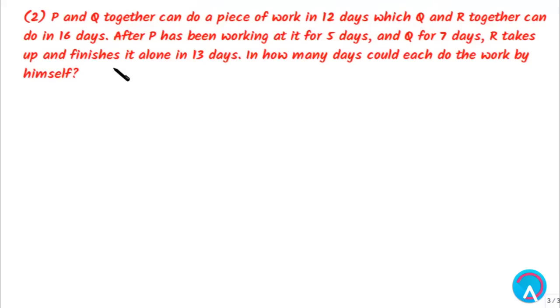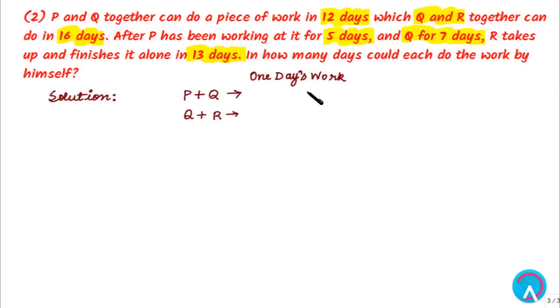Let's do one more example. P and Q together can do a piece of work in 12 days, which Q and R together can do in 16 days. After P has been working at it for 5 days and Q for 7 days, R takes up and finishes it alone in 13 days. In how many days could each do the work by himself? So we have to find in how many days, if they work separately, they can complete the work. That is P, Q and R. Let's see how we go about doing this question.